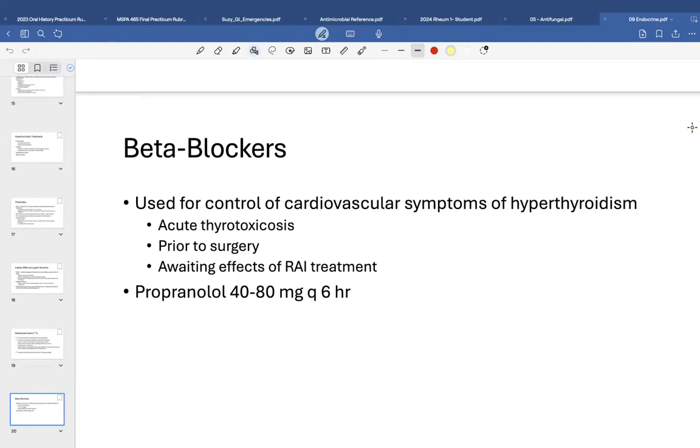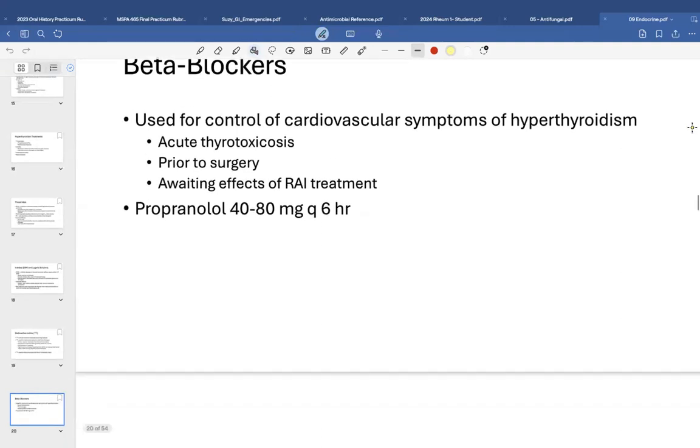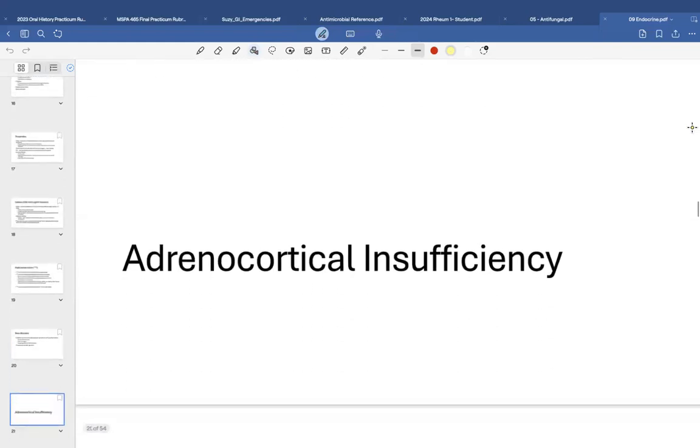All right, that's thyroid for you. Question. All right, next we'll move into adrenal hormones.